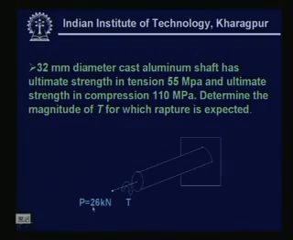In a similar manner, if we consider this problem, we can see this is the shaft, and this shaft is acted upon by an axial force P of 26 kilonewton and a torsion T of the nature shown, which from this viewing is in the clockwise direction.